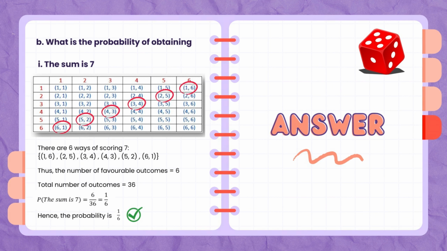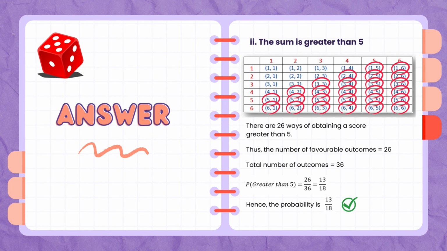1. The sum is 7. To answer this question, we first have to rewrite the table that shows all possible outcomes. Then, we have 6 ways that the sum of two dice is 7. Here is a listing of the possibilities. Thus, the number of favorable outcomes is equal to 6. Then, the total number of outcomes is equal to 36. So, we got the probability that the sum is 7 is equal to 6 over 36, which is equal to 1 over 6. Hence, the probability is 1 over 6.